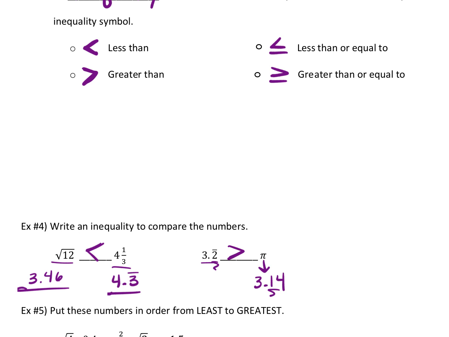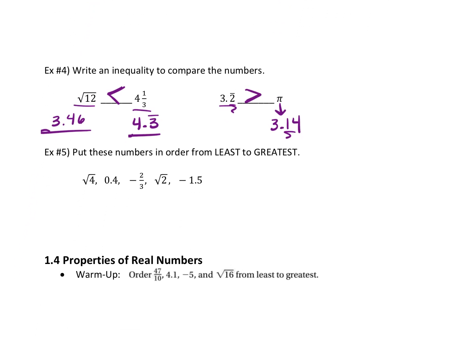Okay, so the last thing we're going to do is put these in order then. Here's what you need to do with this. You need to know what they equal as a decimal so we can compare all the decimals. So the square root of 4 is 2. This is going to be 0.4. This is a negative 0.6 repeating. If you don't know that, you plug into your calculator 2 divided by 3. Right? A fraction is a division problem. The square root of 2 is 1.41. And then a negative 1.5.